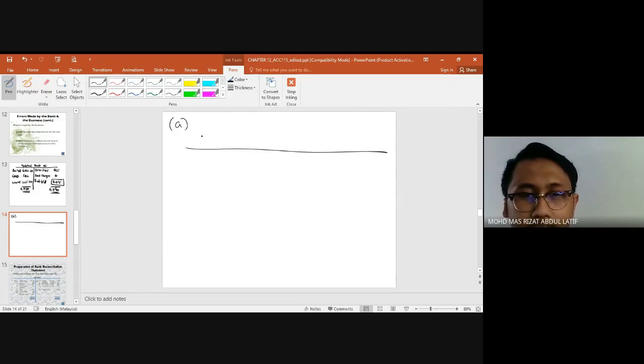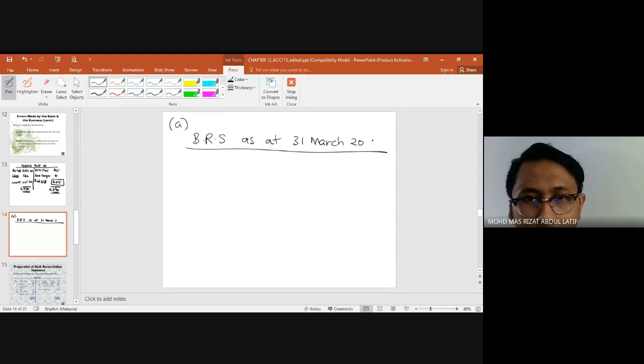Alright, so kita akan tulis dia punya title dia, tulis penuh lah. Kalau I tulis short form aja lah. So you kena tulis penuh. Bank reconciliation statement as at, okay, bila date dia? 31st March 20x3 for example. Okay, so kita akan bermula dengan balance as per updated bank account.